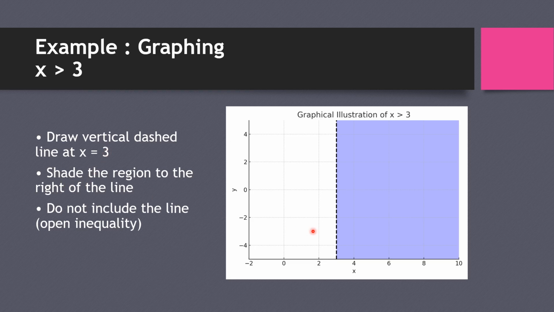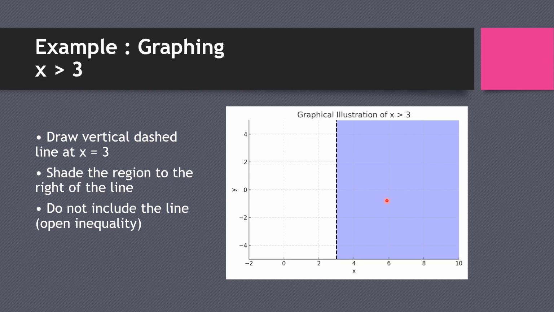So I'll draw the line. What line am I going to draw? Is it going to be a dashed line or a solid line? It's going to be a dashed line. Why? Because the expression is of the form x greater than 3. It is not greater than or equal to. So I'll draw my dashed line. Then, since it is greater than, I am going to shade the right section of this particular graph. So this is a shaded graph.